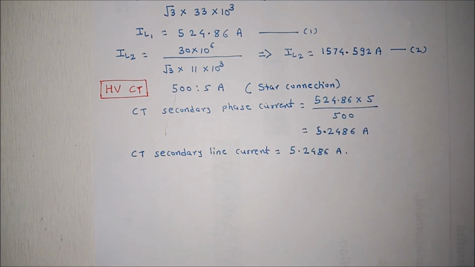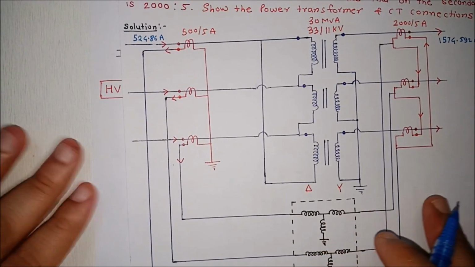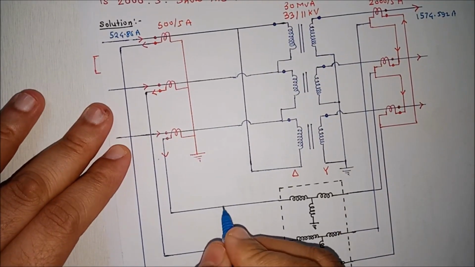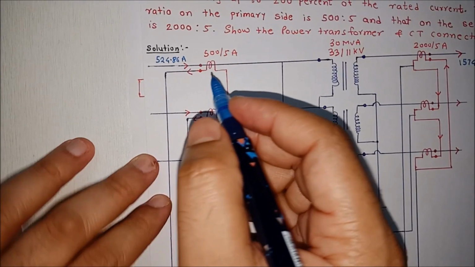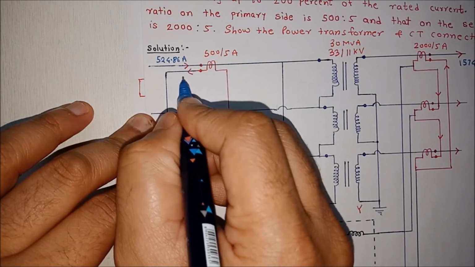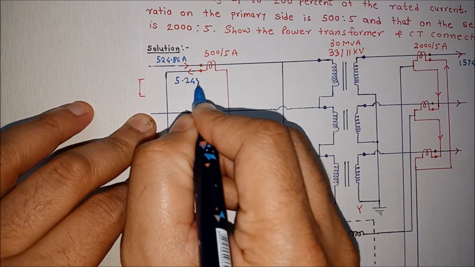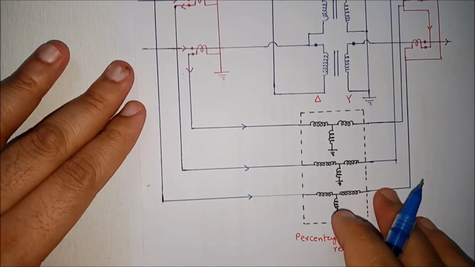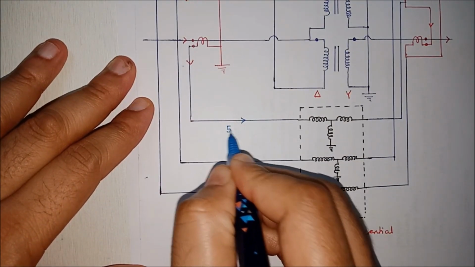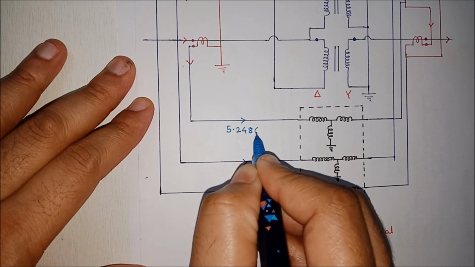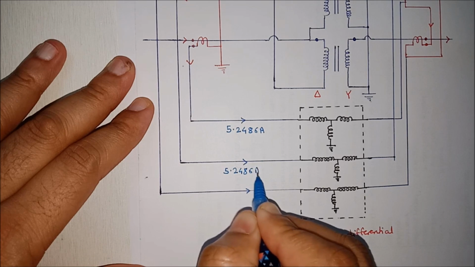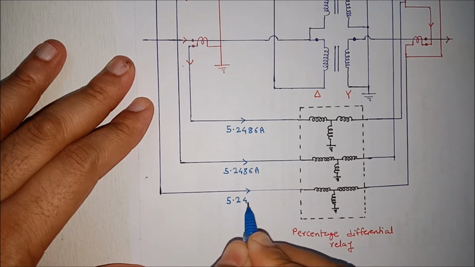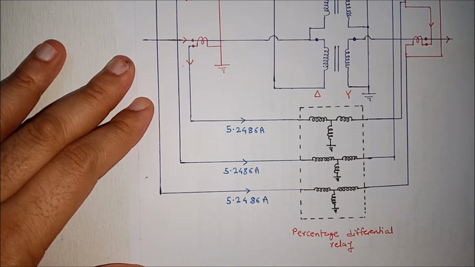Clear? So that much will be the current that will flow through the pilot wire. These are known as the pilot wire. Now I will indicate these currents. So this current is 5.2486 ampere. The current that will flow through this path is 5.2486 ampere. Similarly this will be 5.2486 ampere, and the third current will also be 5.2486 ampere, because of the balance condition.